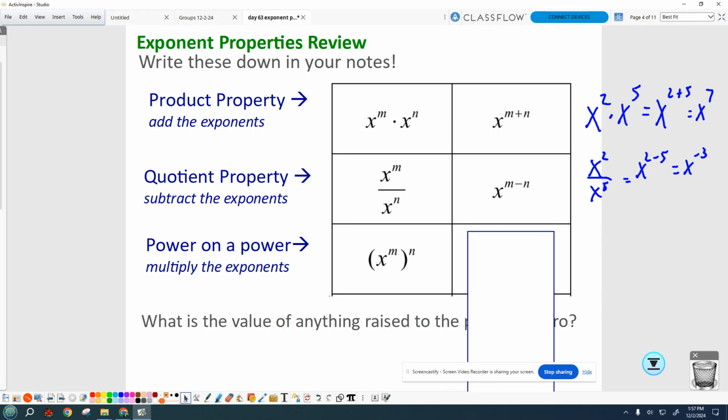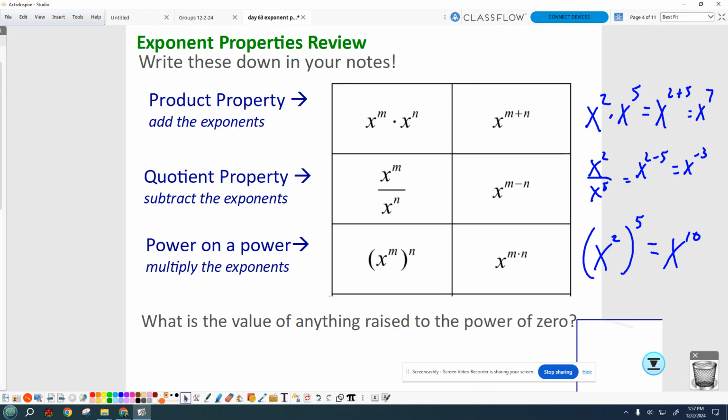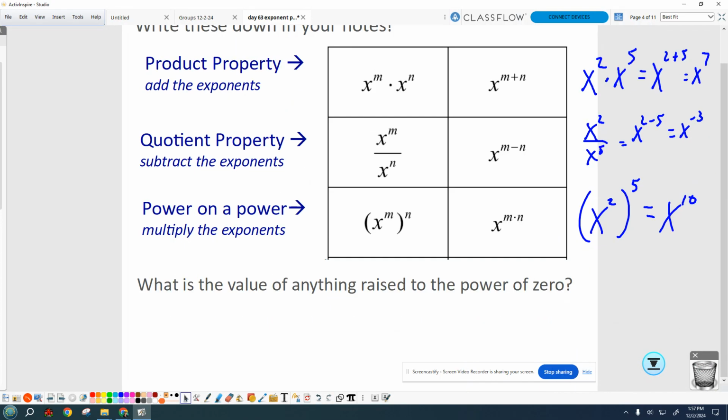Yeah. And Adeline, raising a power to a power, what's the rule? Said multiply the exponents. Okay, just making sure you know these.